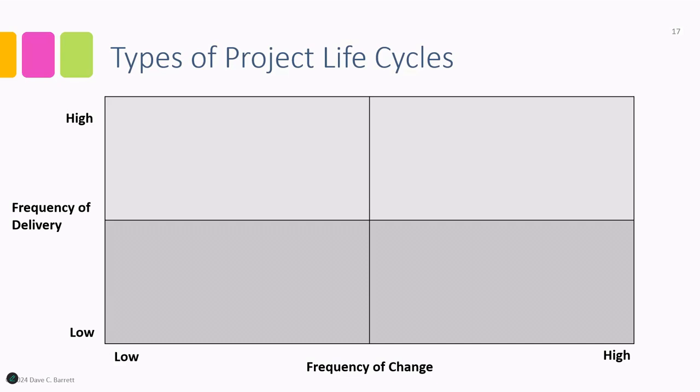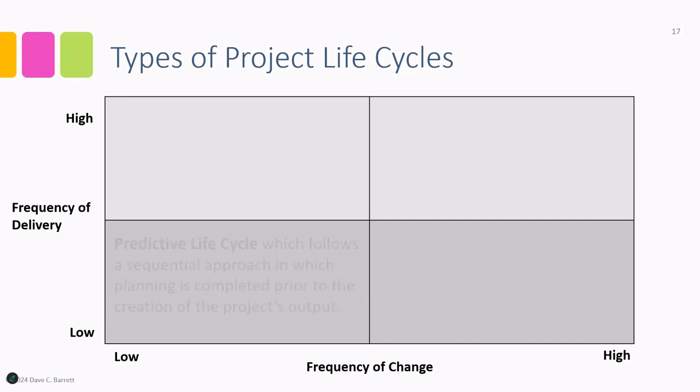On the vertical axis, we have the desired frequency of delivery. For some projects, it's all at the end. So it's kind of a big bang at the end. That would be a low frequency of delivery. For other types of projects, there is a desire for incremental delivery, so frequent deliveries. That would be a high frequency of delivery. So if we look at each combination, we can start to look at the types of project life cycles.